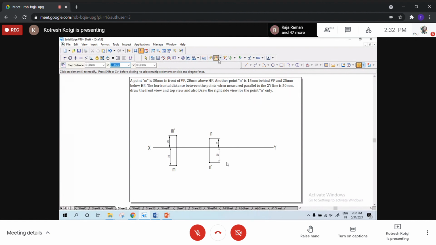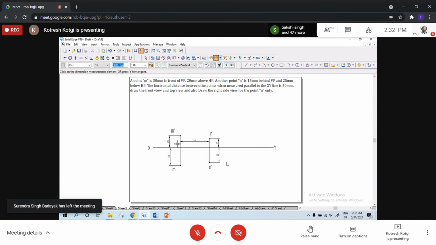Now I have not yet fixed a distance between the end projectors. See here. This is the end projector of M. This is the end projector of N. Okay. What should be the distance between those two end projectors? Sir, 50 mm. 50 mm, right? Now I'll fix the distance between them. So in the software, it is possible for me to fix later, but for you people, it is not possible. You are supposed to fix the 50 mm distance first, and then draw the front view and top view. See, this whole end projector itself moved. You getting my point?